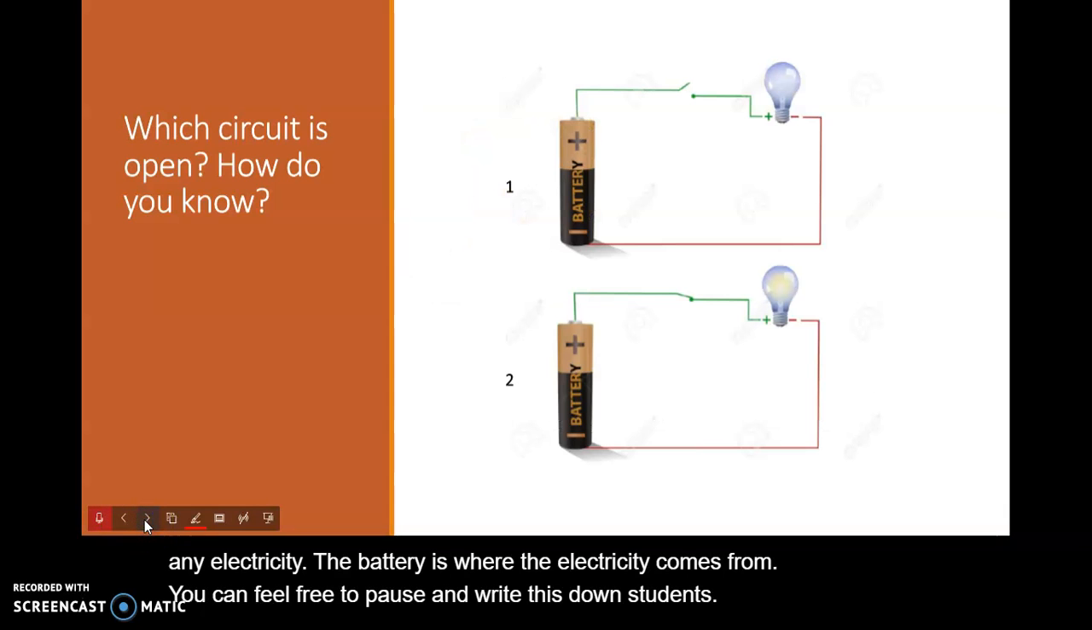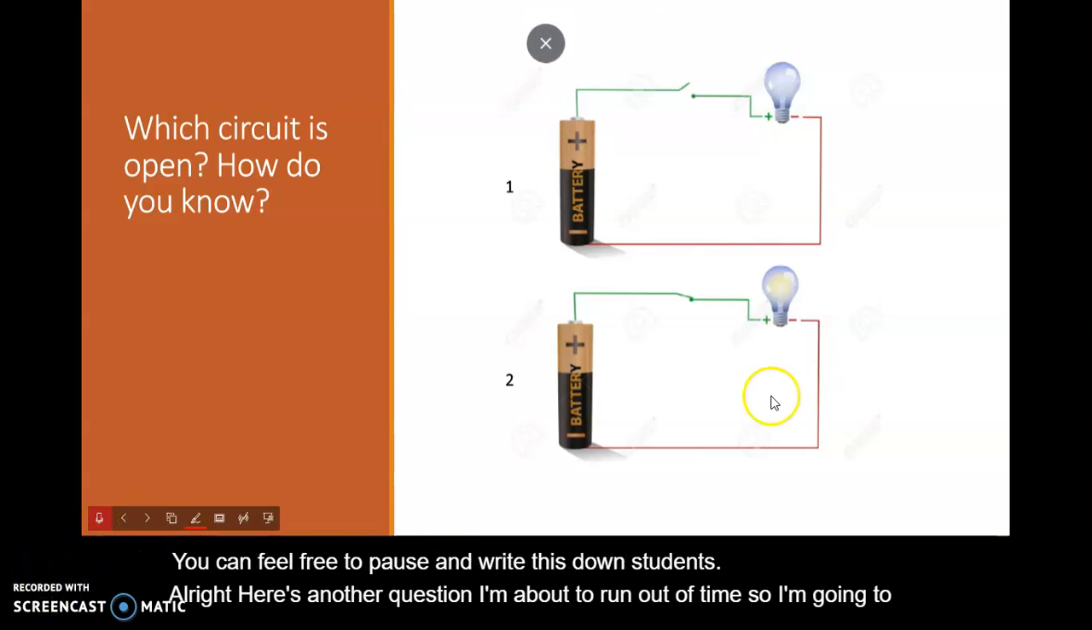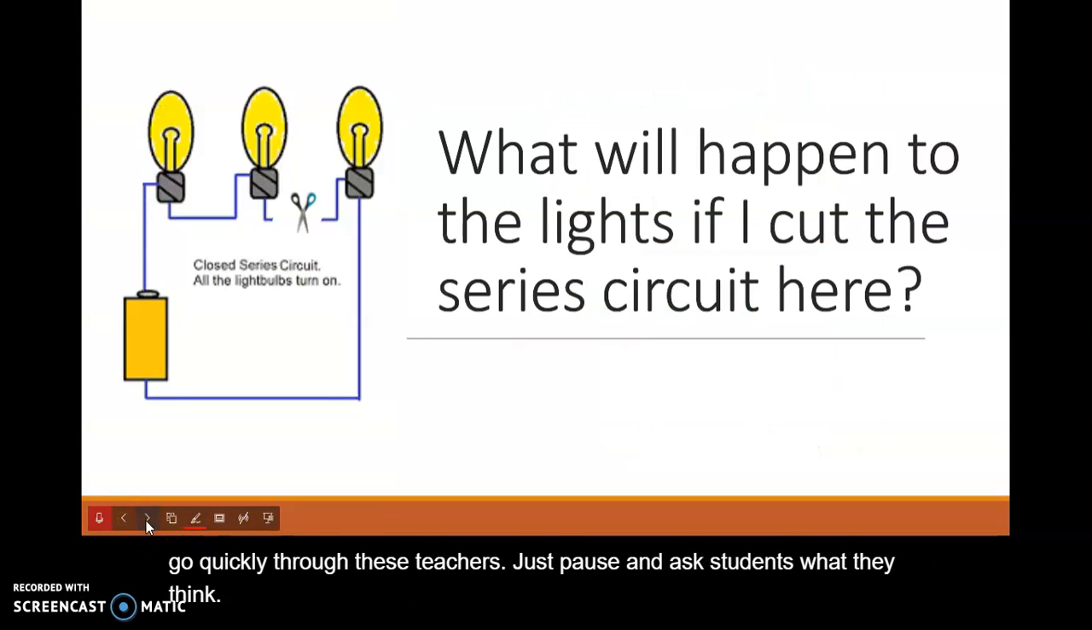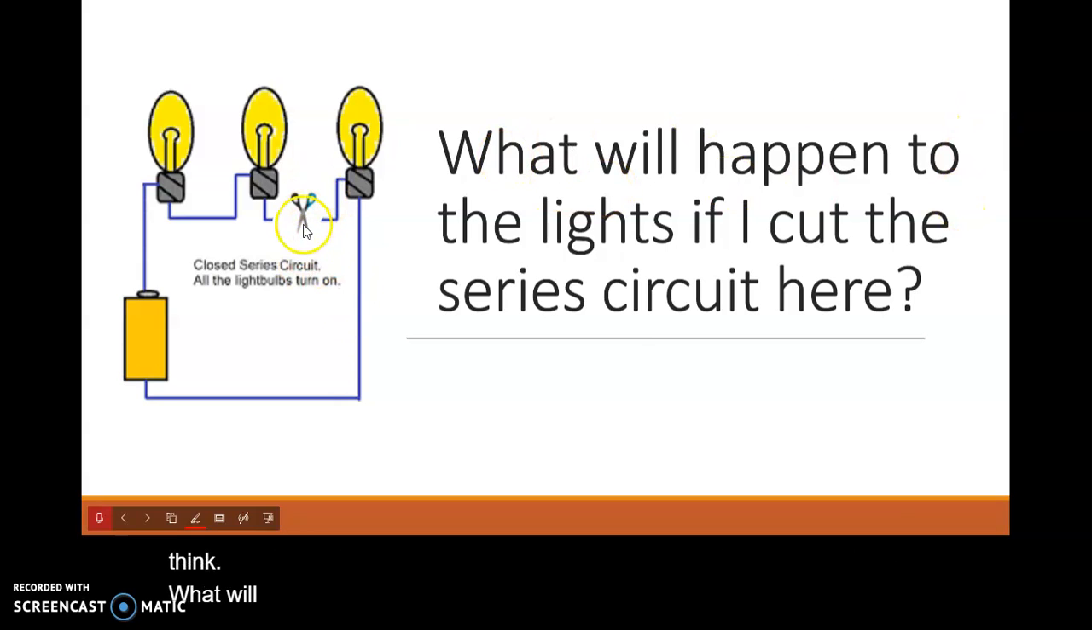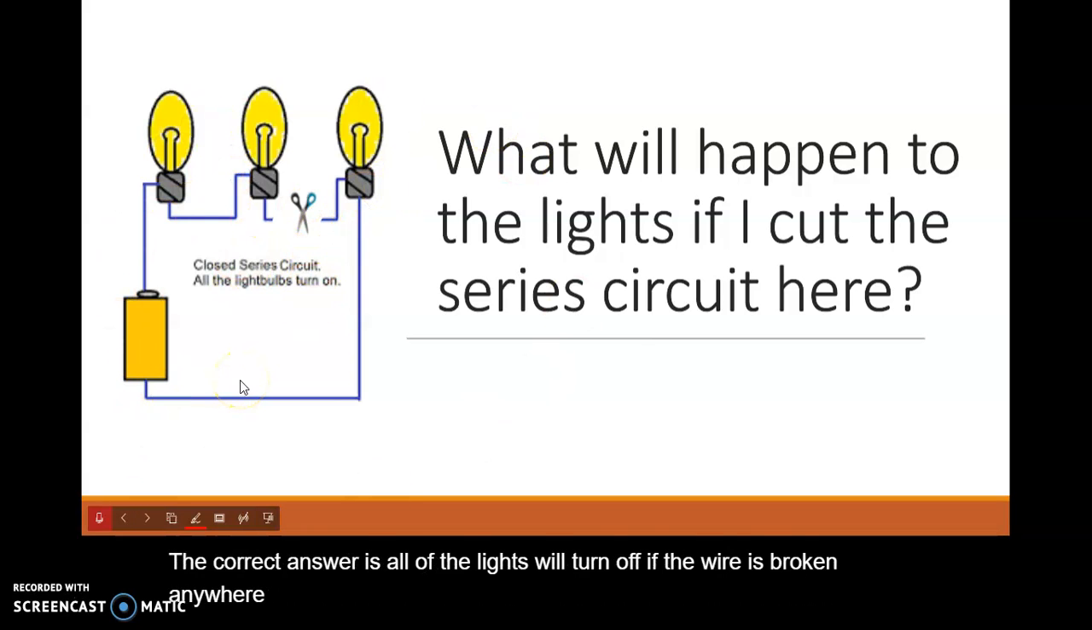All right, here's another question. I'm about to run out of time, so I'm going to go quickly through these. Teachers, just pause and ask students what they think. What will happen to the lights if you cut the series circuit here? The correct answer is all of the lights will turn off. If the wire is broken anywhere in a series circuit, all of the lights will turn off.